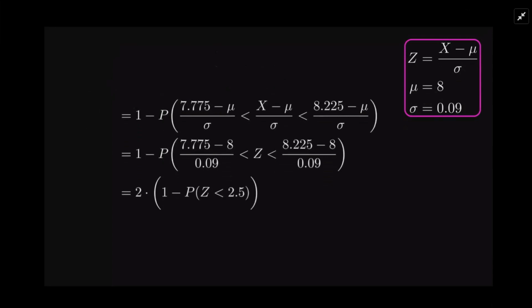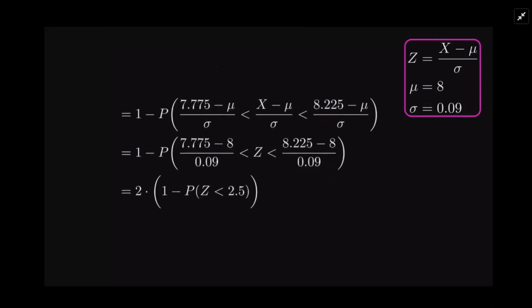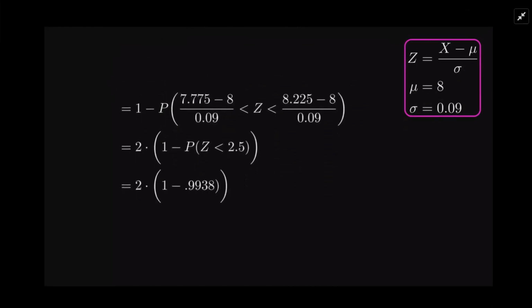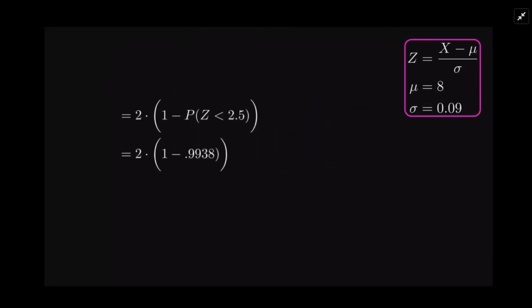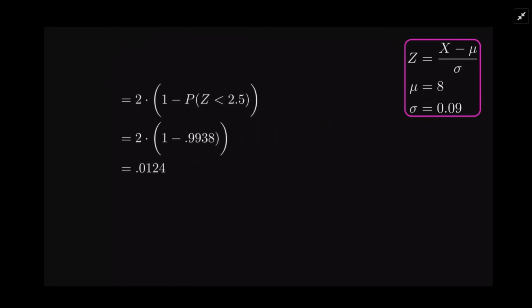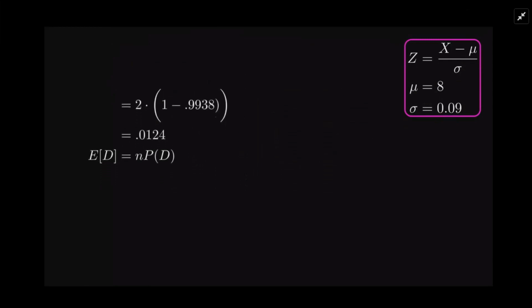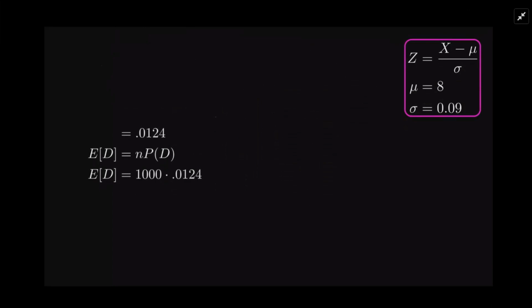Then it's 2 times the area to the left of the right boundary. So it's 2 times the right tail. And so there are the numbers. We want the expected number of defects again. So it's 1,000 times the probability of a defect, which is 0.0124. Again, we're going to give it to the nearest whole number, which is 12.